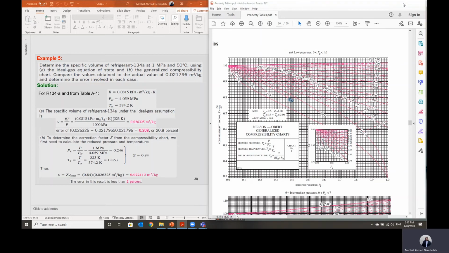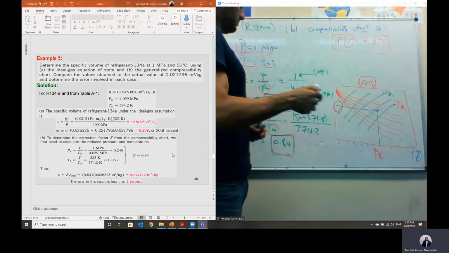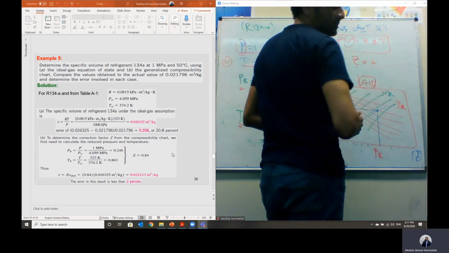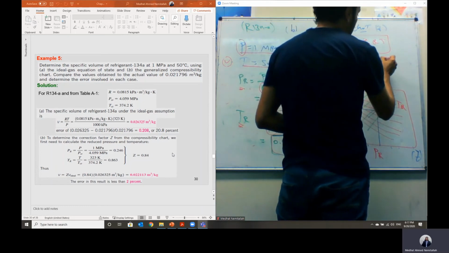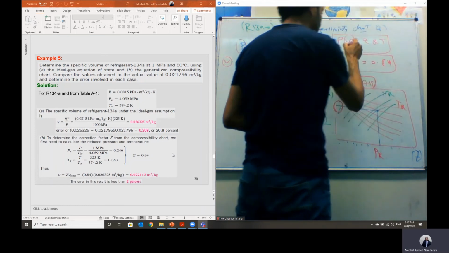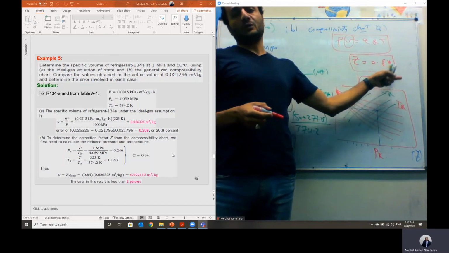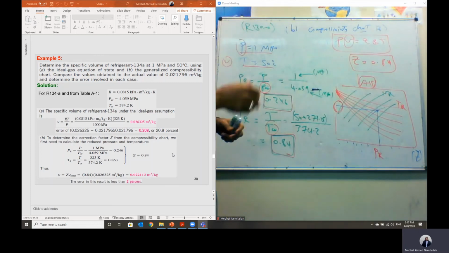In this case, the value of the compressibility factor Z, based on the reduced pressure and reduced temperature from chart A15, will equal 0.84. It is not an exact value. When you go to the chart, if you got the value 0.81, 0.82, 0.83, it doesn't matter because it depends on your vision.